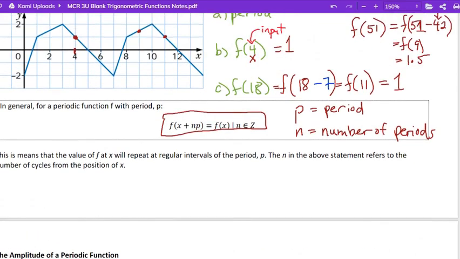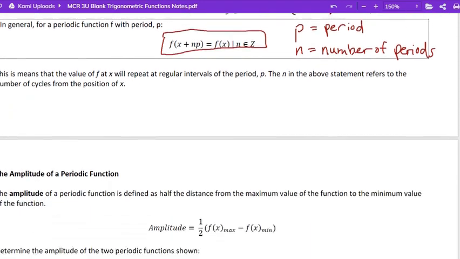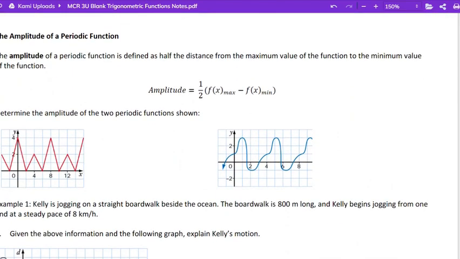Okay, so we've looked at the new term, cycle. Cycle is not a unit of measure, but we can count how many cycles happened. But when we talk about how long a cycle is, we're using the word period. Okay, now let's look at one more term, which is the amplitude.